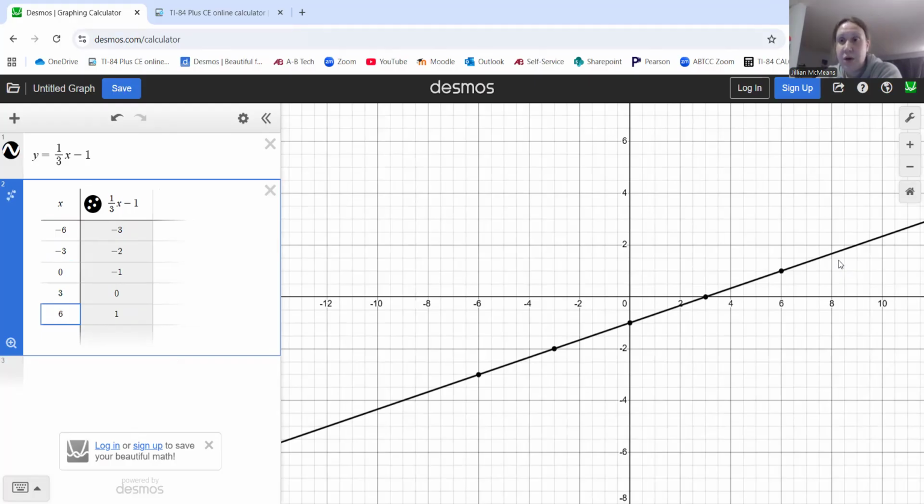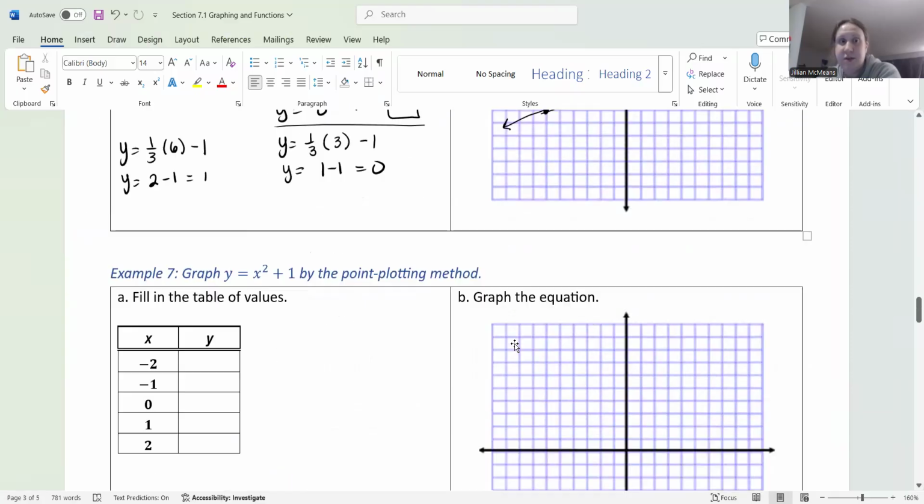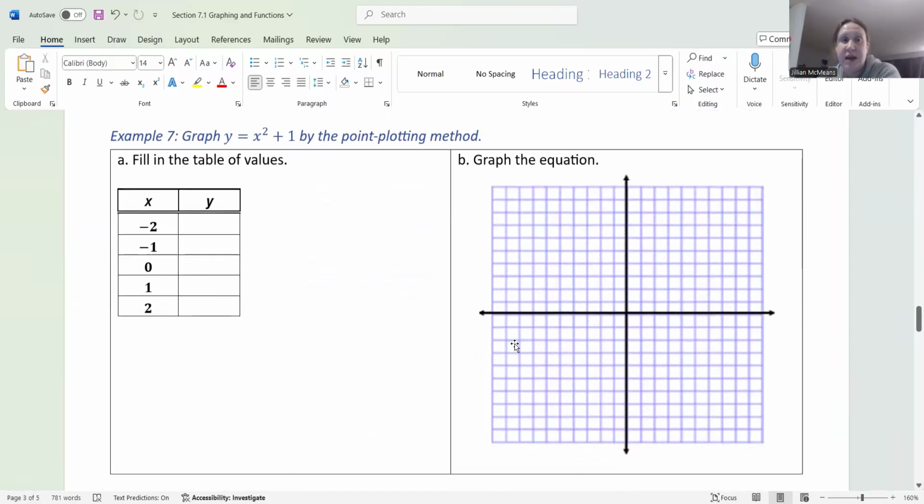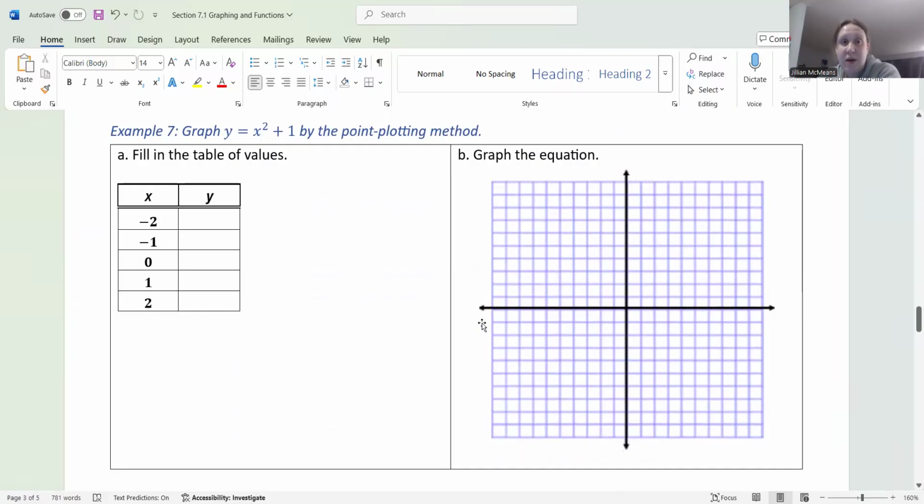Let's go back to the worksheet. Okay, so we've verified our results here. Let's go down here. We have, for example, 7. We have y equals x squared plus 1, okay? And notice here I have x values from -2 to 2. I'm going to do this one really, really quick by hand so we can have our points and plot it, and then we'll verify in Desmos.